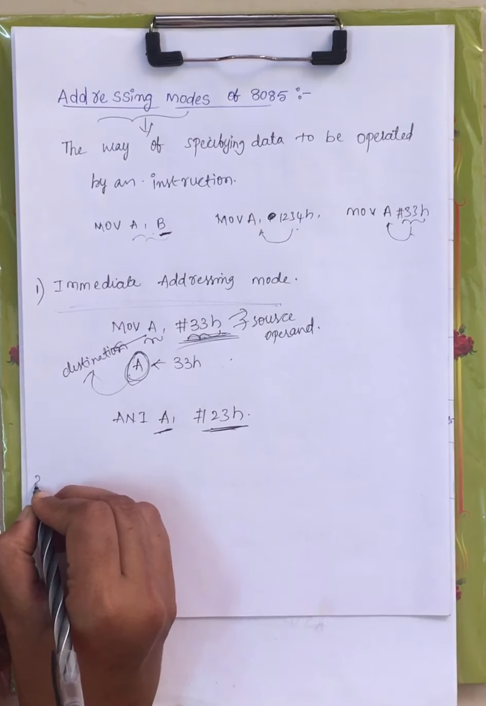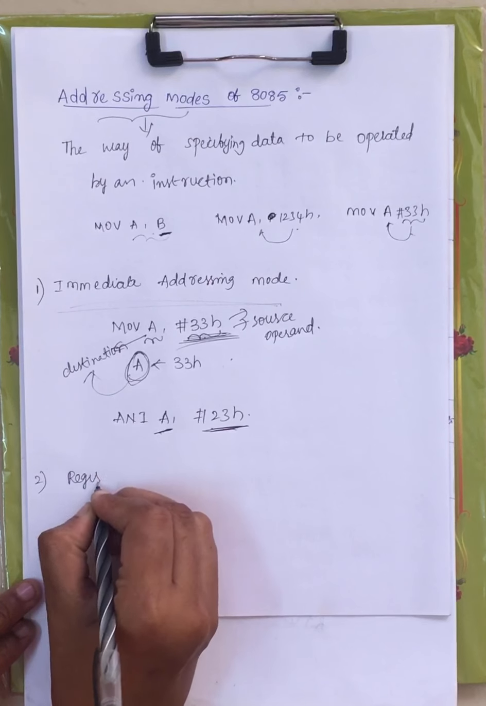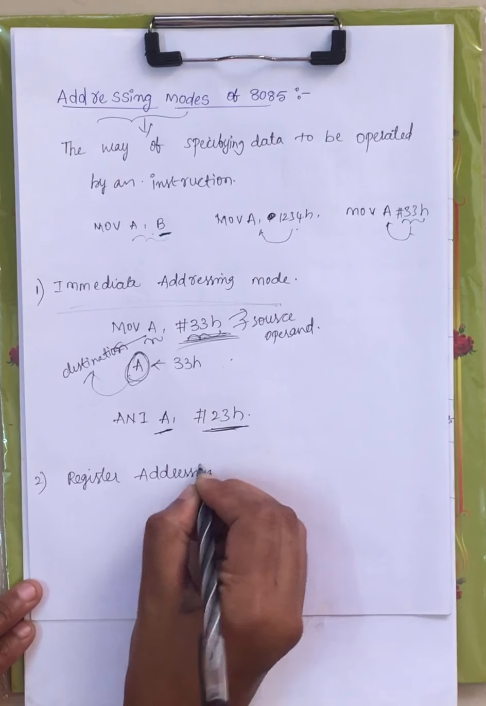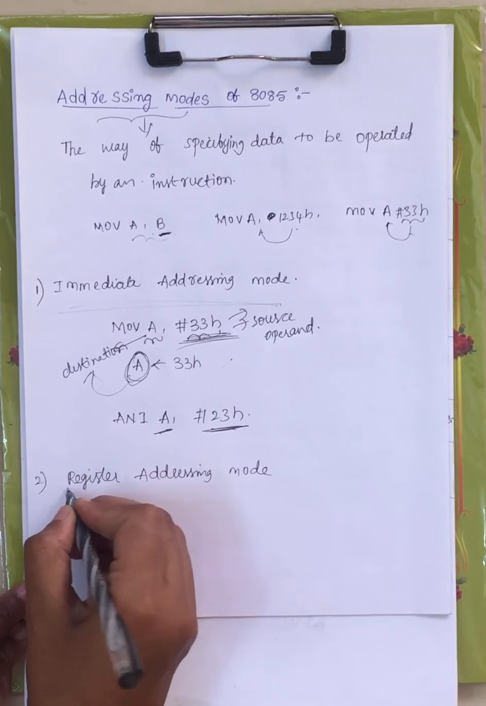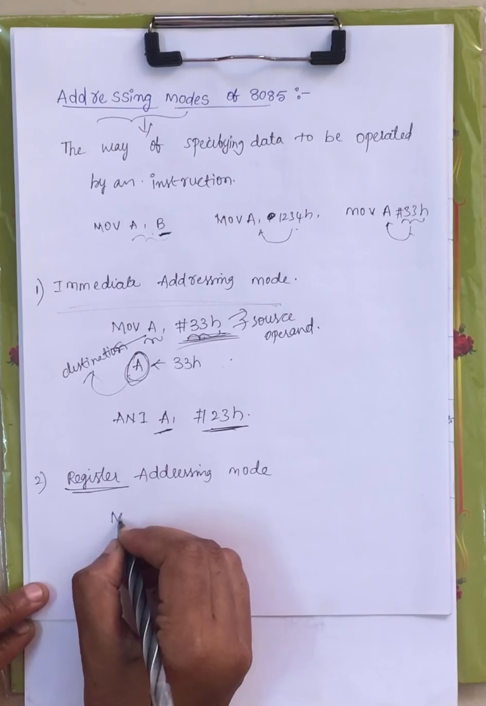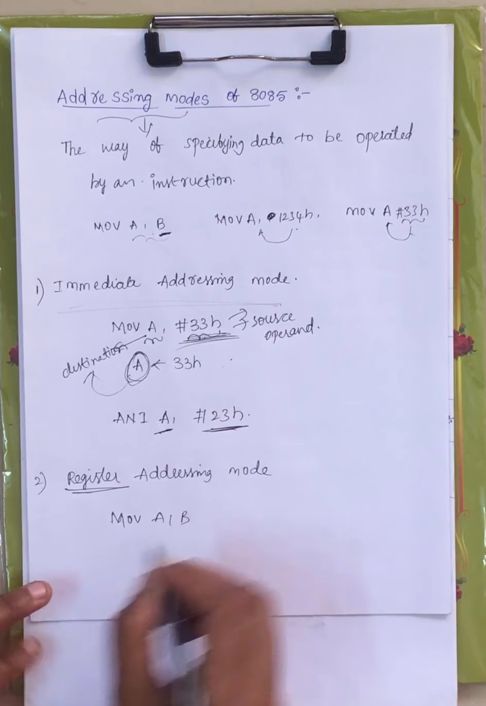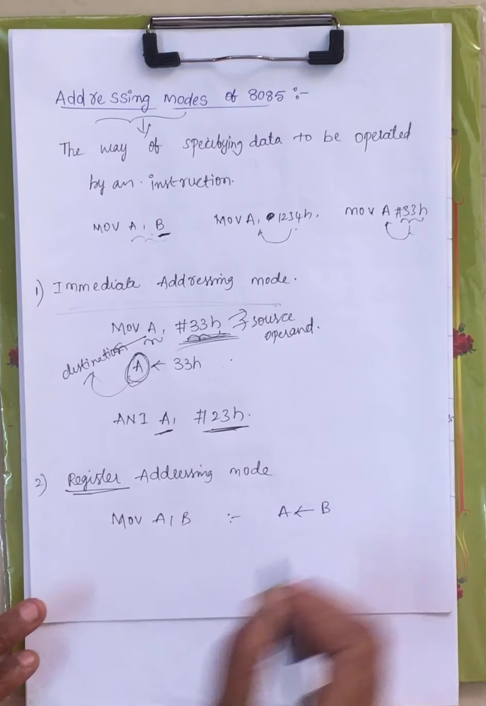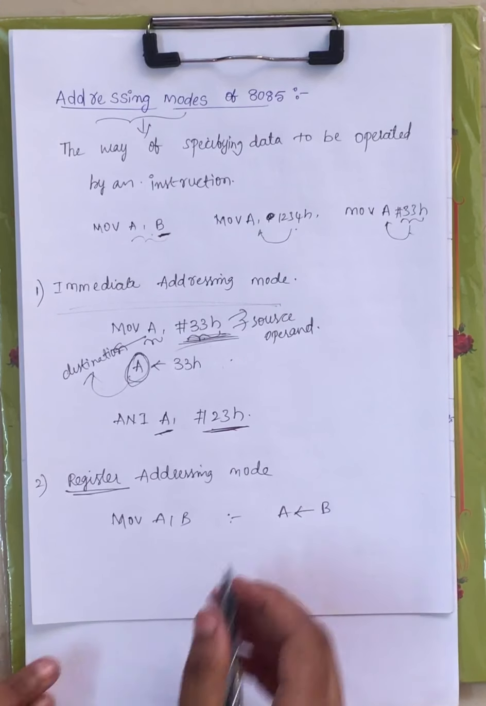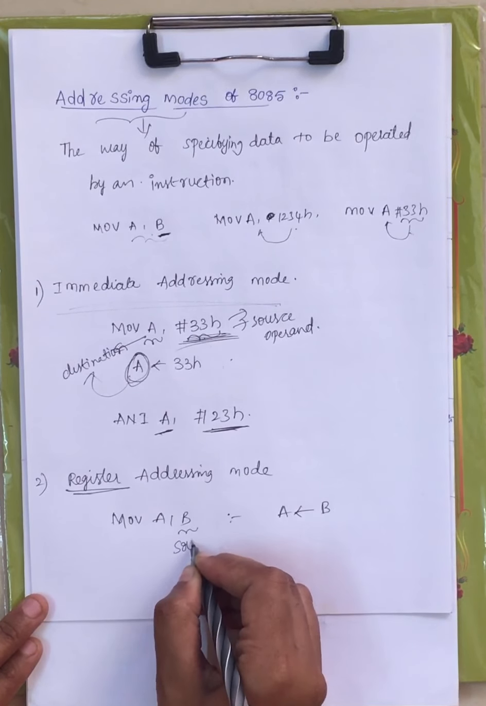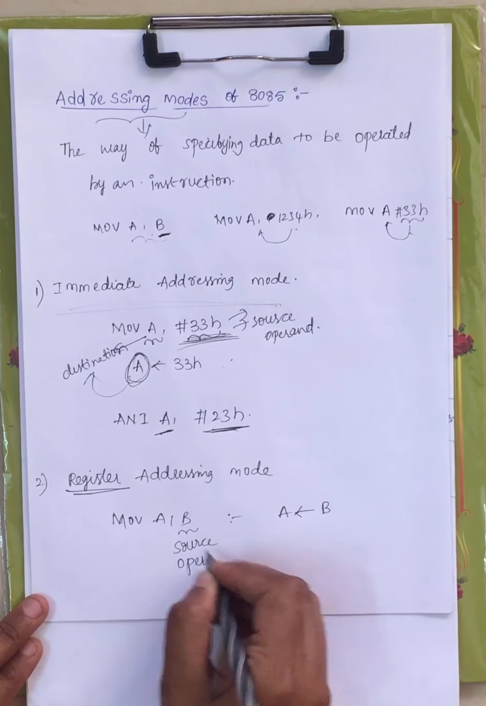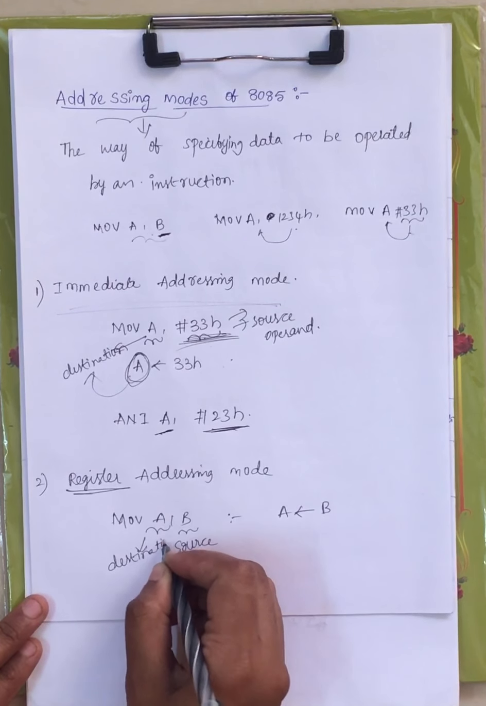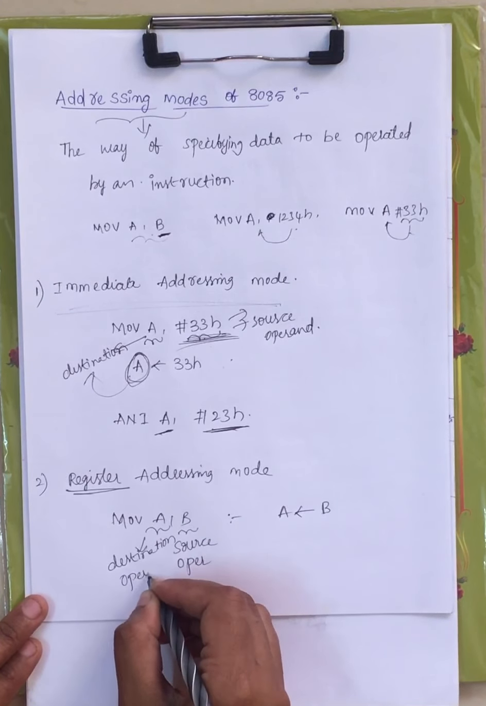Now let us see the next addressing mode, that is register addressing mode, right? Now I am taking an example, MOV A, B, right? Now what is the operation of this instruction? Contents of B are moved to the accumulator register. Now what is B here? B is the source operand, and A is the destination register or destination operand, we call it, right?